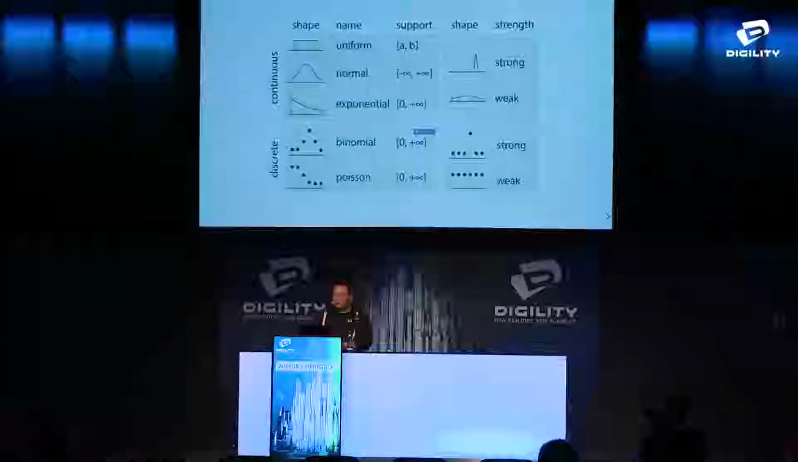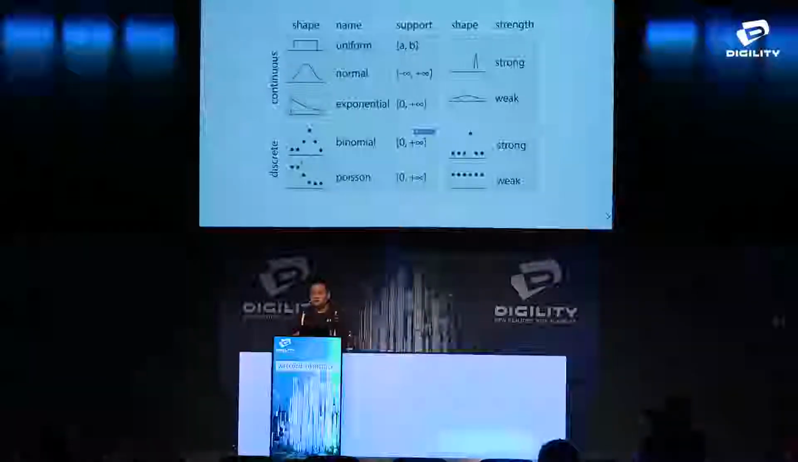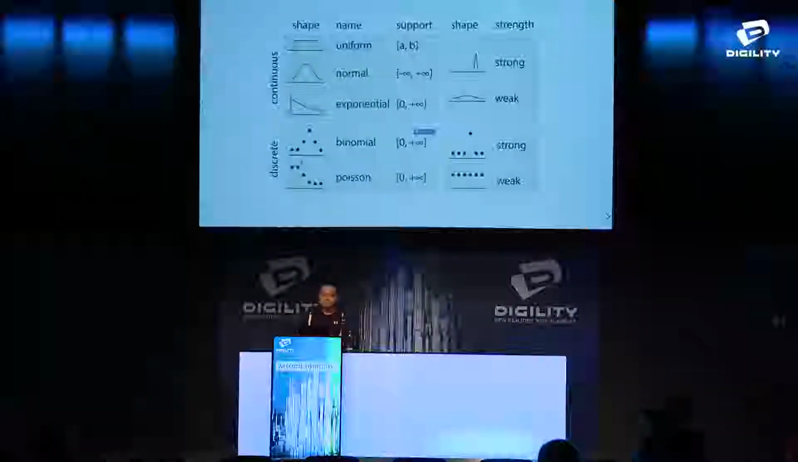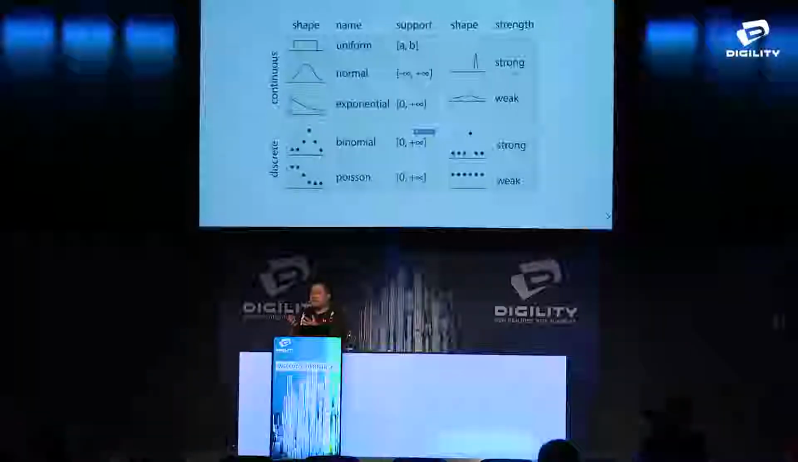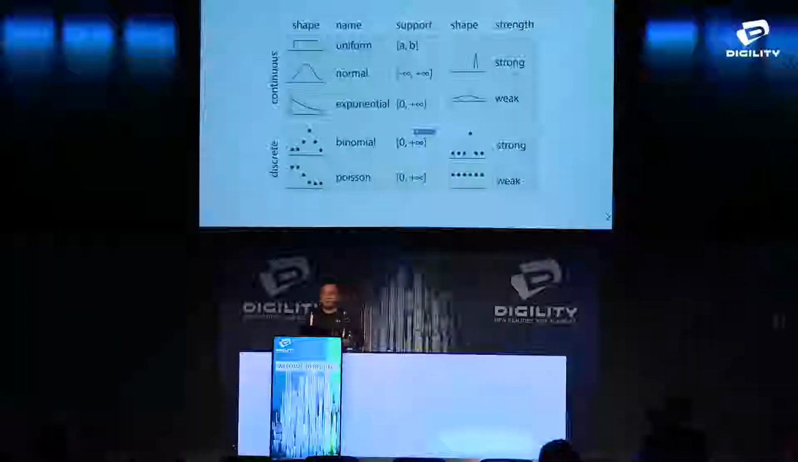This holds for continuous distributions. It also holds for discrete distributions, and discrete distributions are just for integers, things that you can count. There's no fractional values involved. What's more important, though, is to know what we mean by the shape of a distribution and how that relates to the strength of a belief.